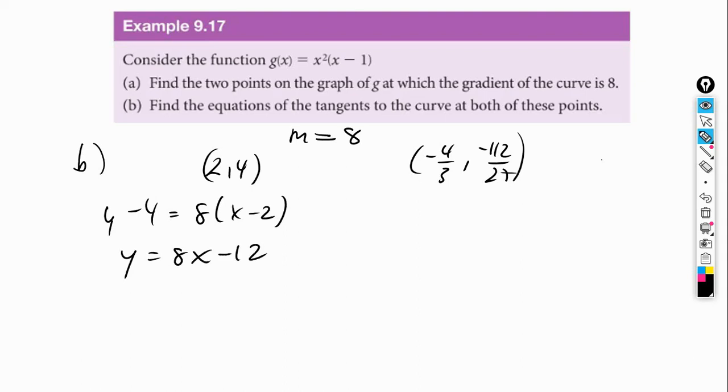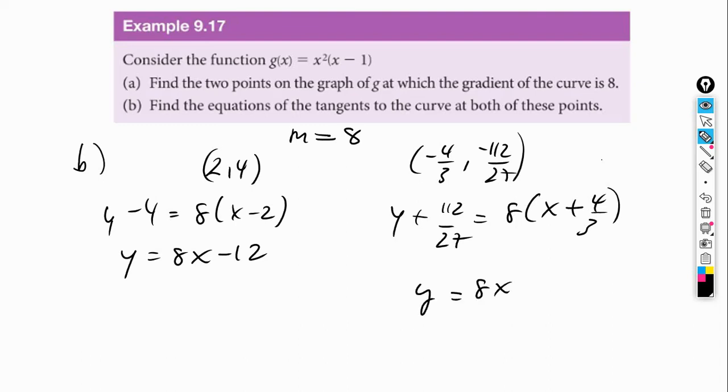And then the same thing for the other one, right? We're going to go y minus minus, so y plus 112 over 27 is equal to 8 times x minus minus, so plus 4/3. And then if we expand and rearrange, we're going to get that y is equal to 8x plus 176 over 27.